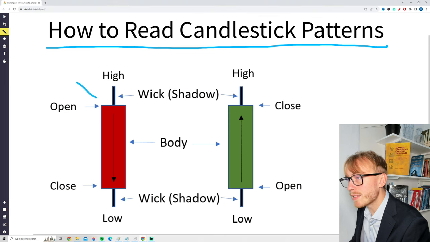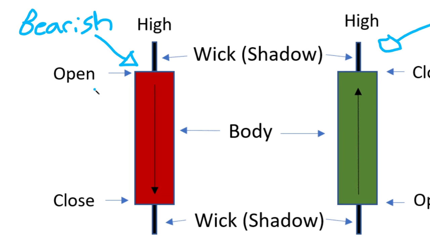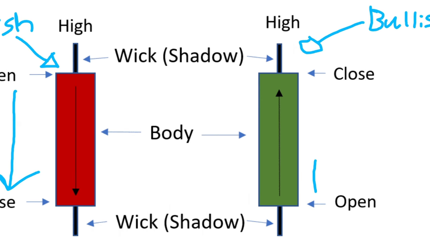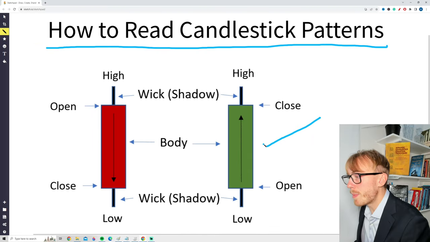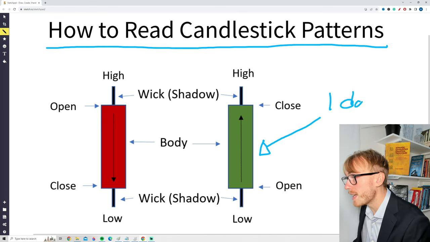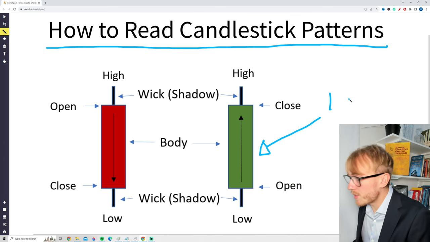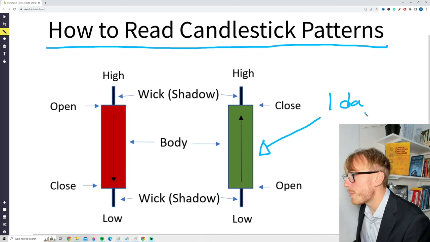So we have two main types of candles. First of all, we have the red candle, which is also called a bearish candle, and we have the green candle, which is called a bullish candle. A bearish candle is a candlestick where the price decreases during the session, and a bullish candle is a candlestick where the price increases during the candle. Every candlestick can represent different time frames. So one candle can be, for example, 1 day, but one candle can also represent 1 hour, or even 1 minute. But for the sake of this example, we can think about every candlestick as representing 1 day.